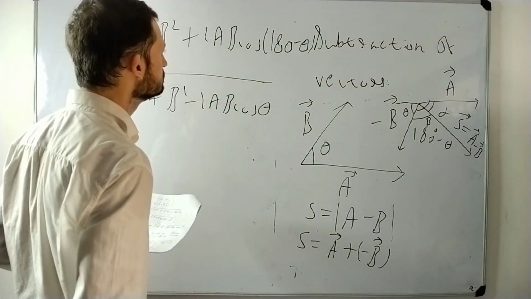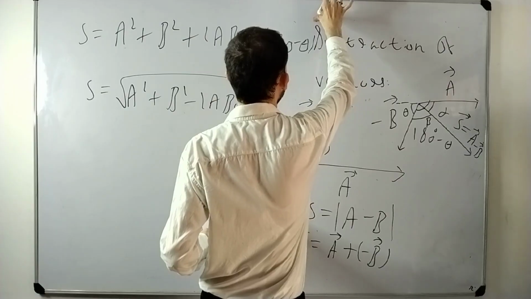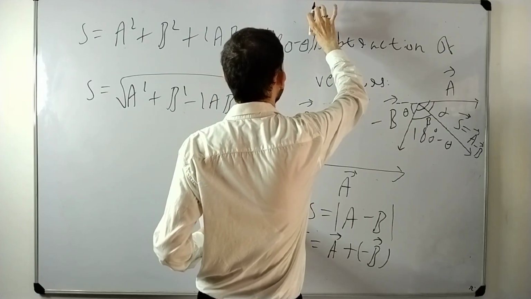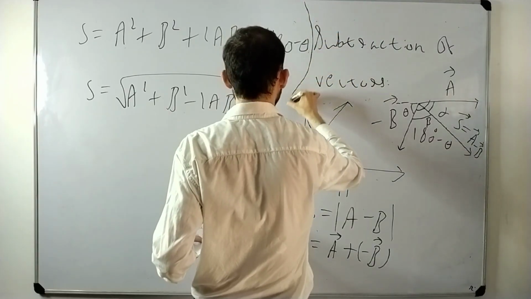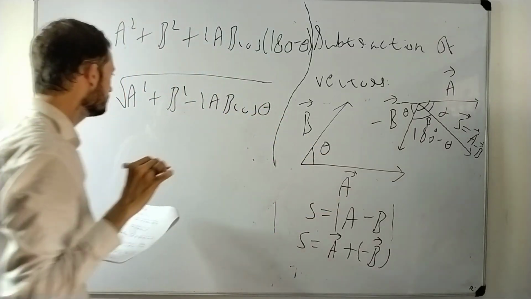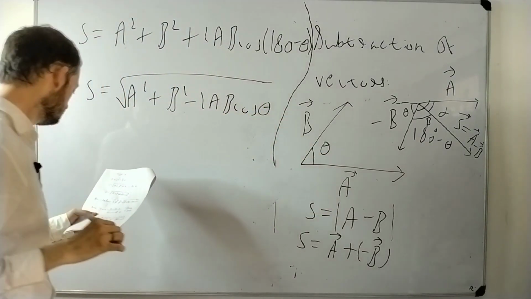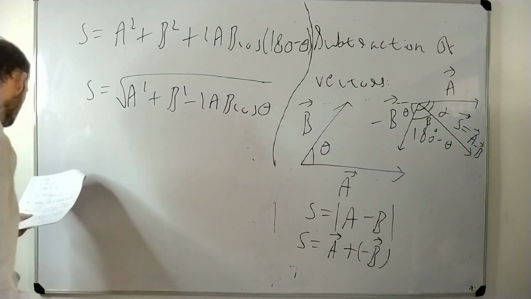Okay. Sir, very nice, very smart, very wise. Mathematicians can do anything possible. So this is the subtraction resultant vector.